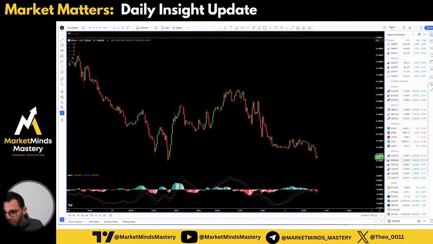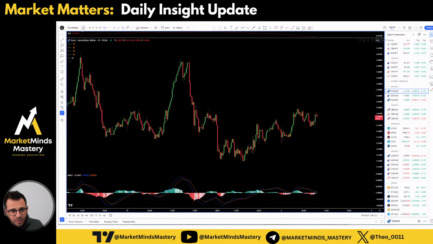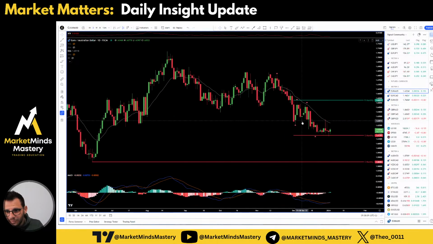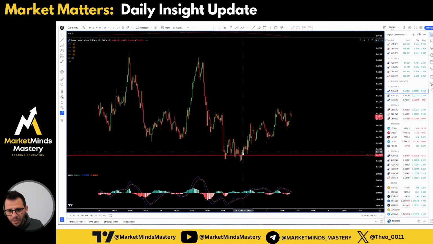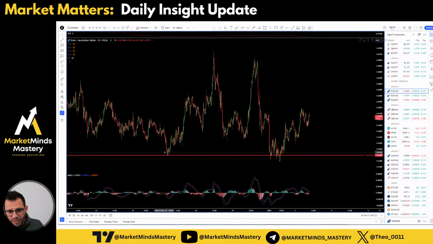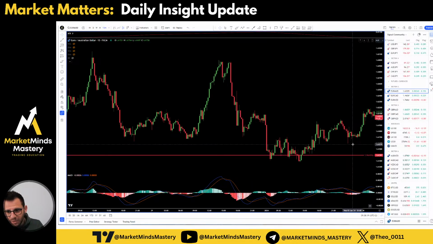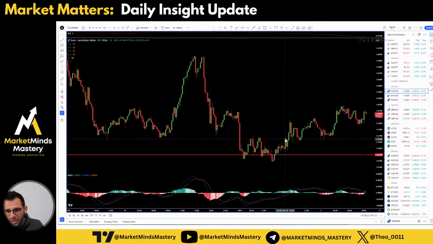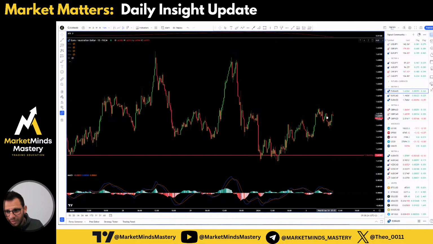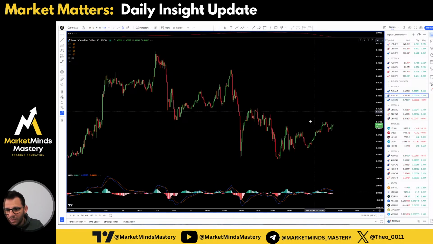Any other currency pair, guys, you would like to see analysis on today, or I think I will wrap up? Euro Australian dollar. Price is playing around this support. On the 15-minute chart though, price bounced from this support. So let's see where it's going to go.